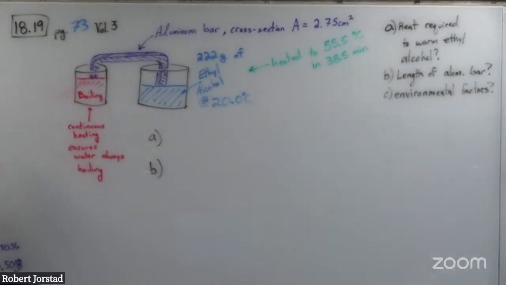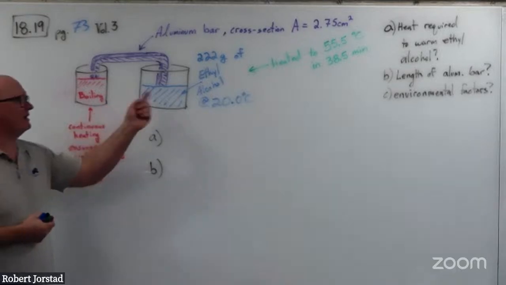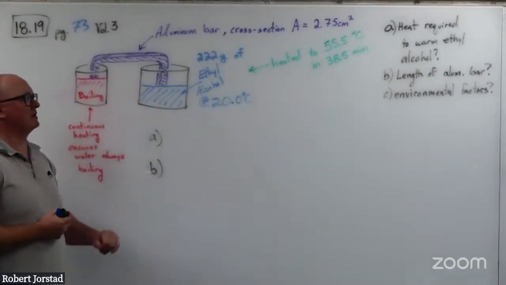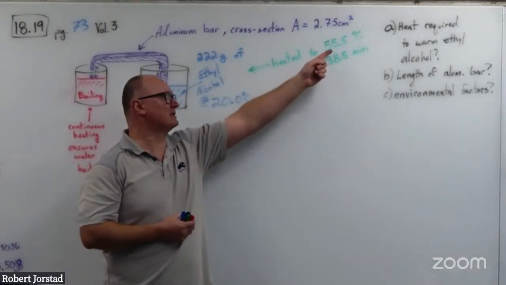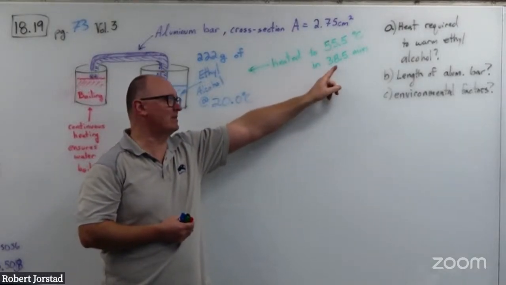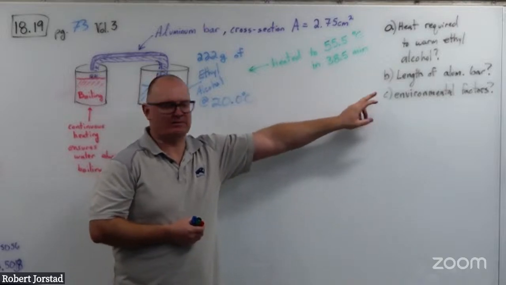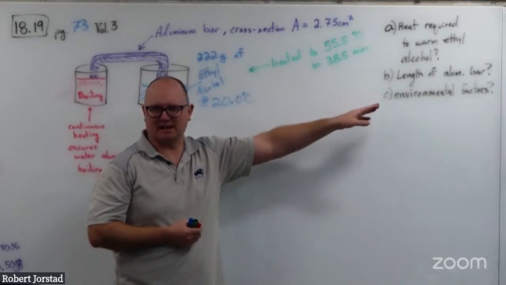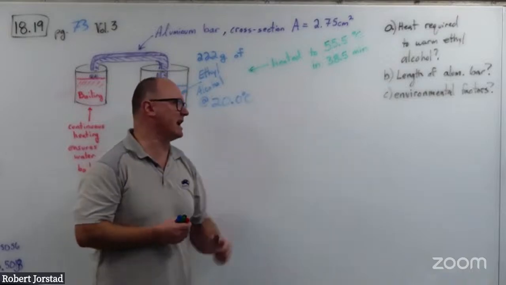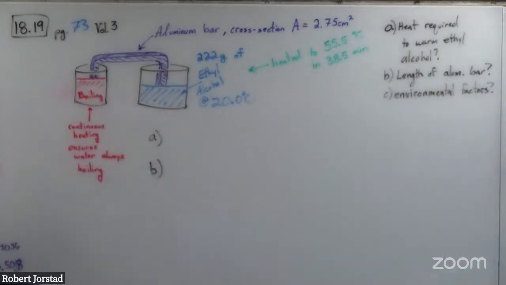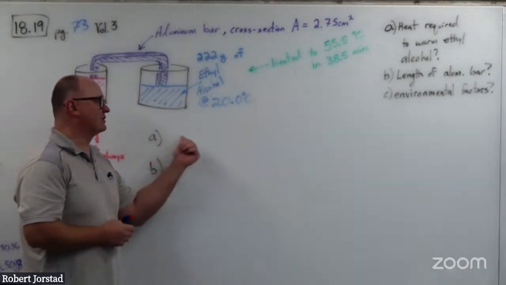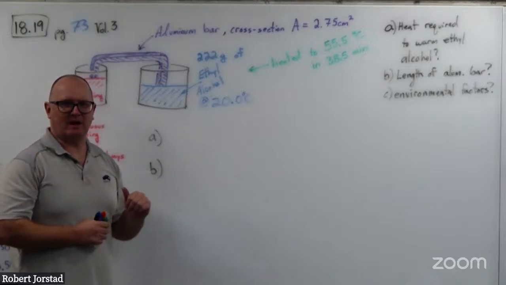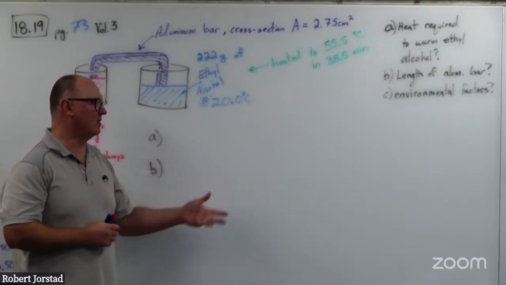All right, how much heat will be required? What is the length of the aluminum bar required for this final temperature in that much time? And then environmental factors. We've kind of talked about that a little bit, just the insulation and how that's going to affect things, but we'll revisit that at the end. All right, and so let's go ahead. If you want to pause the video and try to do part A by yourself, great. I'm going to proceed in 3, 2, 1.